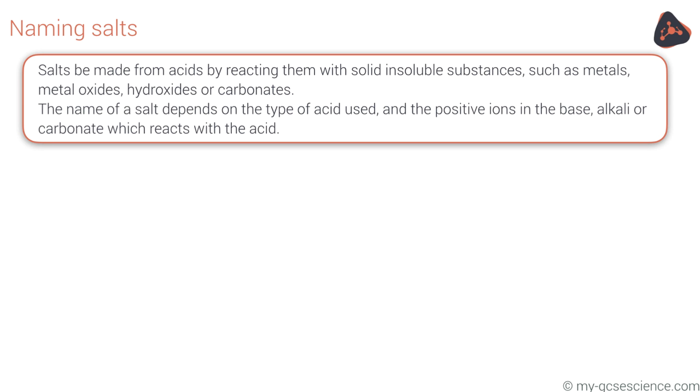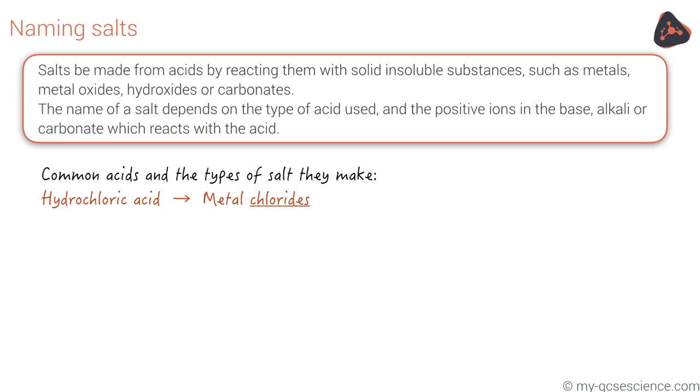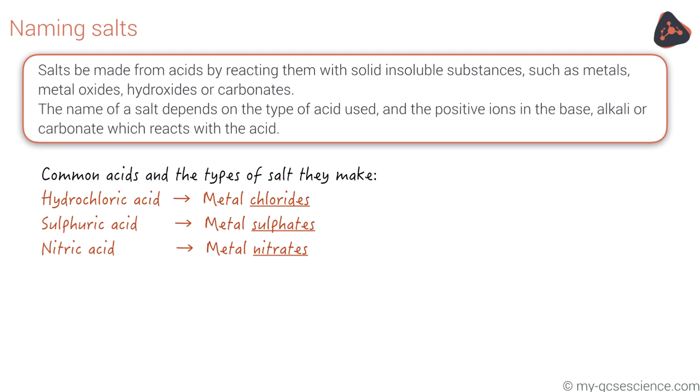We've said that when acids react with metals and their compounds, they make salts. The name of a salt will depend on the type of acid used and the positive ions in the base, alkali or carbonate which reacts with the acid. The most common acids are hydrochloric acid, which reacts to make metal chloride salts, sulfuric acid, which makes metal sulfates, and nitric acid, which makes metal nitrates. There are other types of salt, but these are the most common ones you'd be asked about because these are the most common acids used.